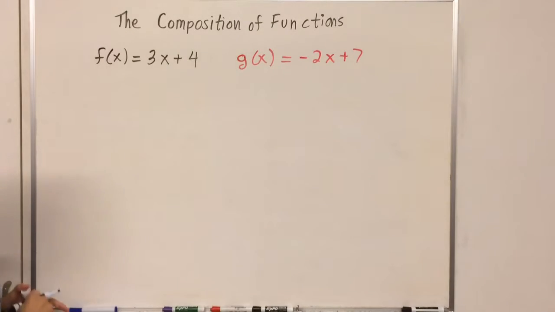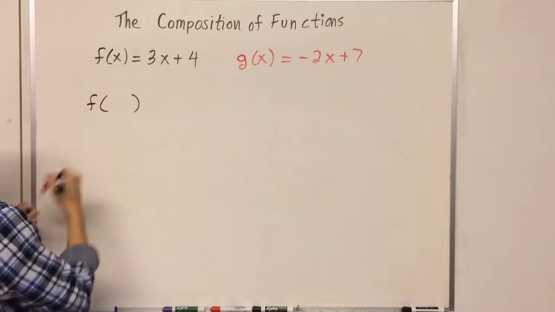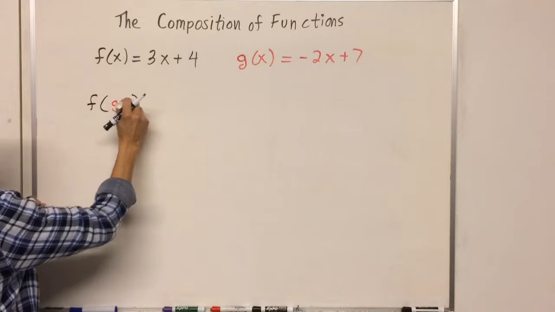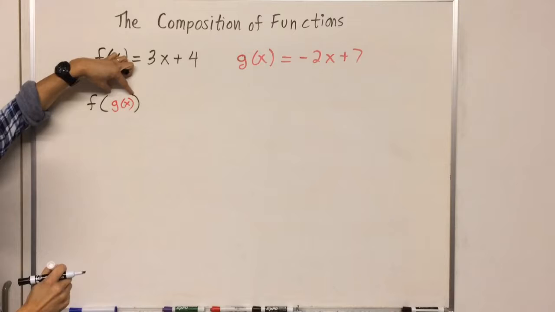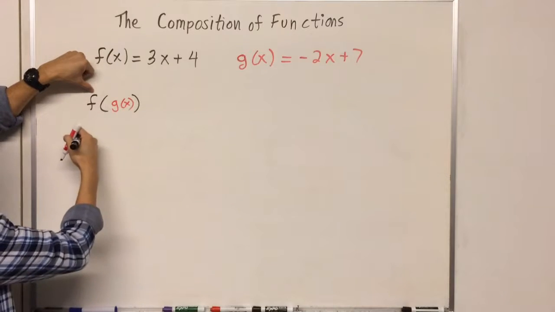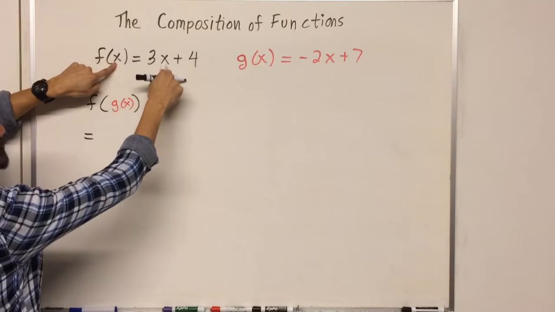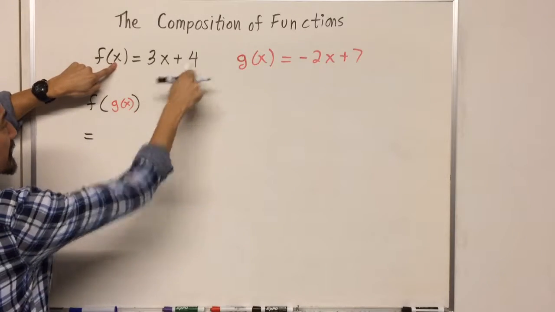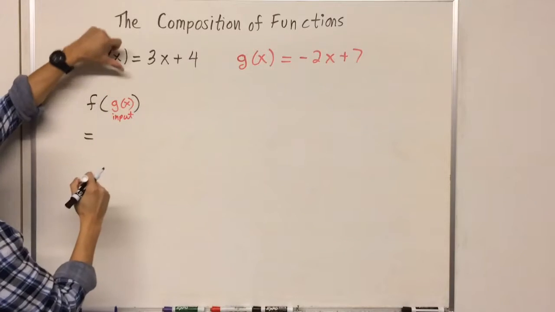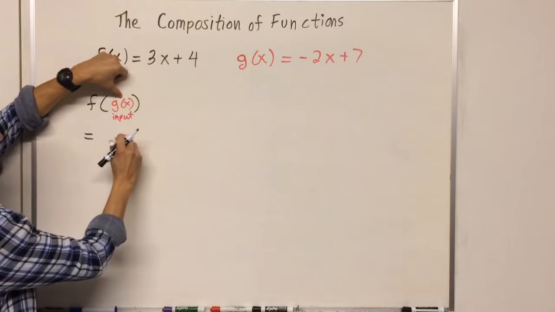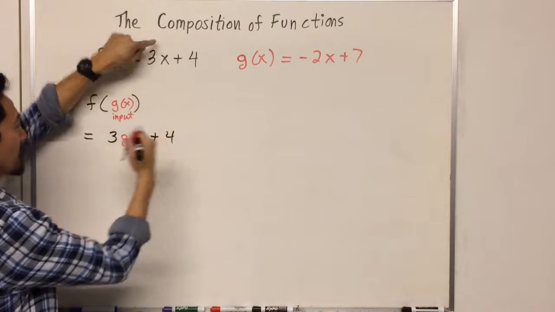Now, if I asked you to find f of g of x, you see that the red function g appears inside the parentheses of the function f in black. This function f in black will take its input, multiply that input by 3, and then add 4 more. So in this expression, g is our input. We will take that input, multiply it by 3, and then add 4 more.